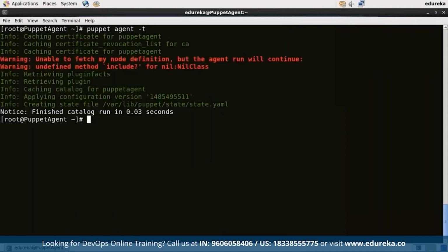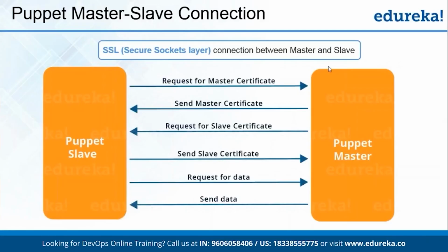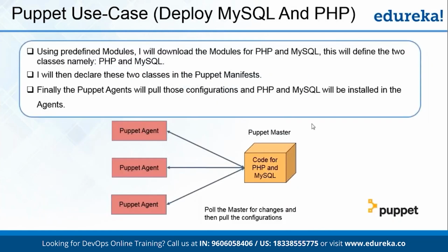Alright, so we have successfully established a secure connection between Puppet master and Puppet agent. Alright, so I'll move forward and we'll see what use case I have for you today. In today's session, we are going to deploy MySQL and PHP using Puppet. For that, I'll first download the predefined modules for MySQL and PHP that are there in the Puppet Forge. Those modules will define the two classes, that is PHP and MySQL.